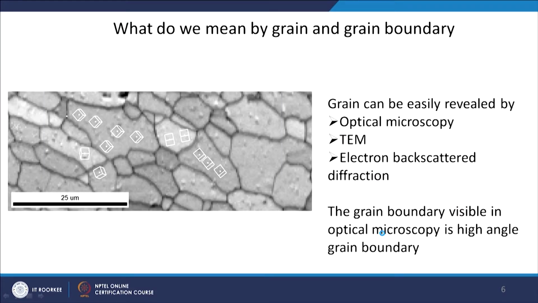Now, what do we mean by grain and grain boundary? I just want to do a recap for you. You must have done this in your material science course, or if you are from metallurgy, in a structural metallurgy course for example. But just to do a recap here, you can see a microstructure shown here with some dark boundaries. These dark boundaries are basically the high angle grain boundaries.